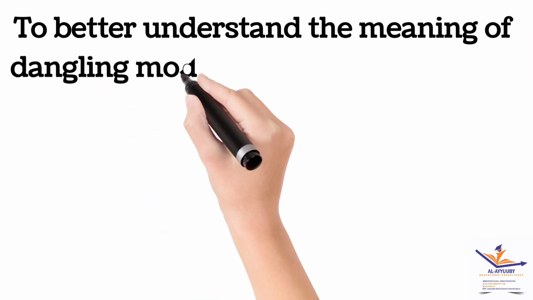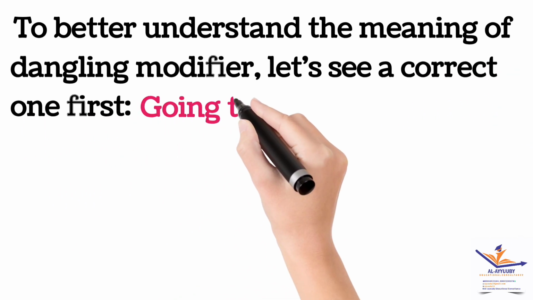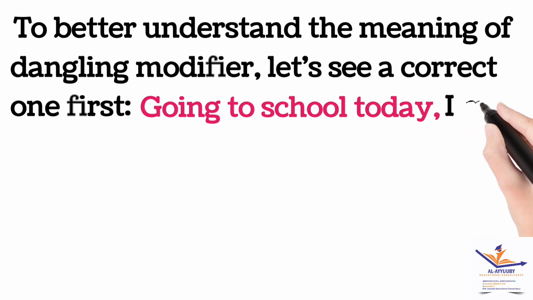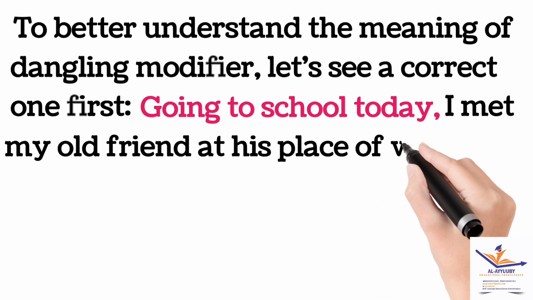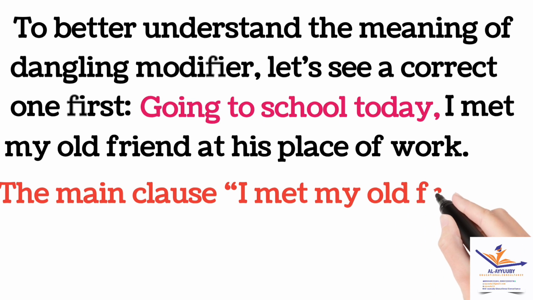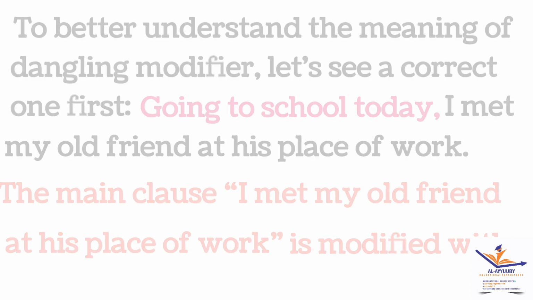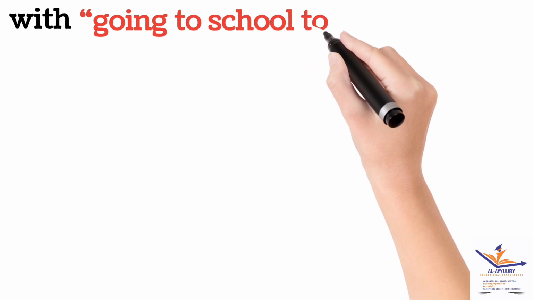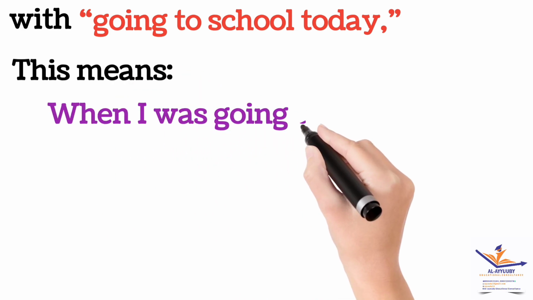To better understand the meaning of a dangling modifier, let us first see how a correctly used modifier operates. Now, going to school today, I met my old friend at his place of work. The expression going to school today is telling us more about I met my old friend at his place of work, which is the main clause. It is modified by the first clause, going to school today. That means it's a modifier for the main clause.